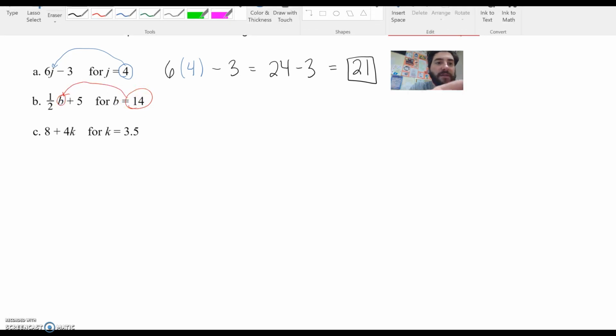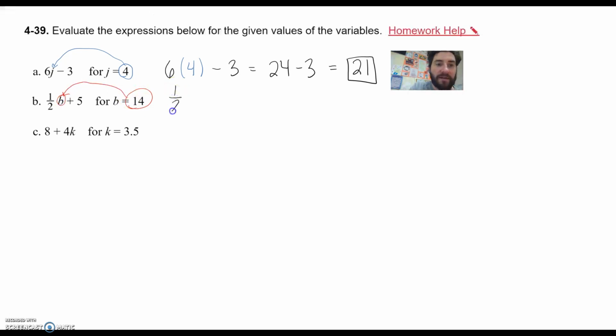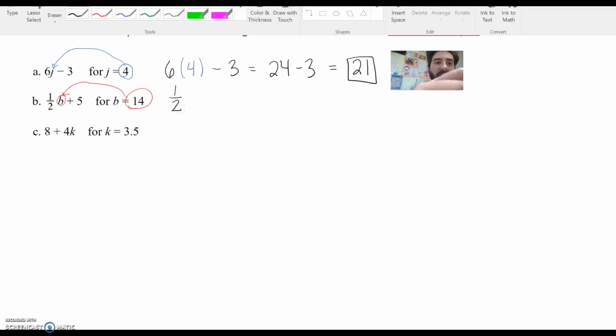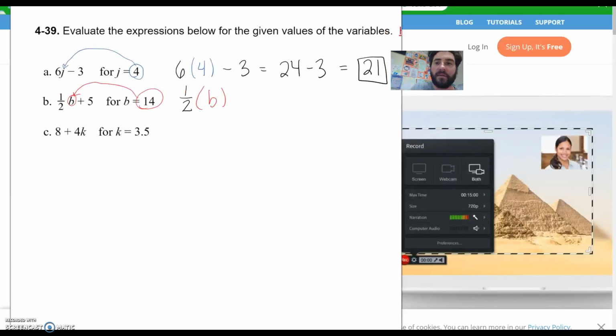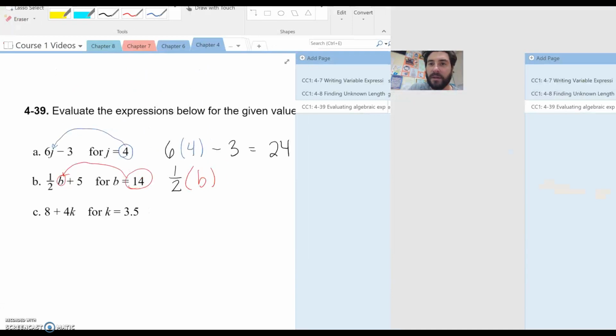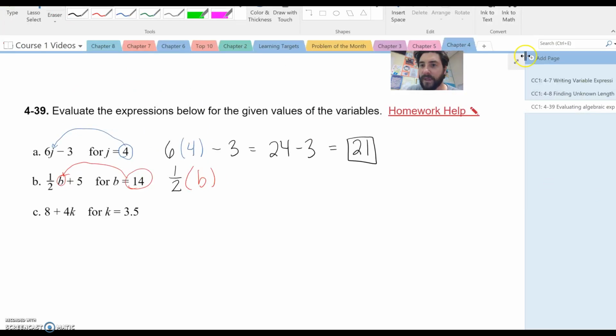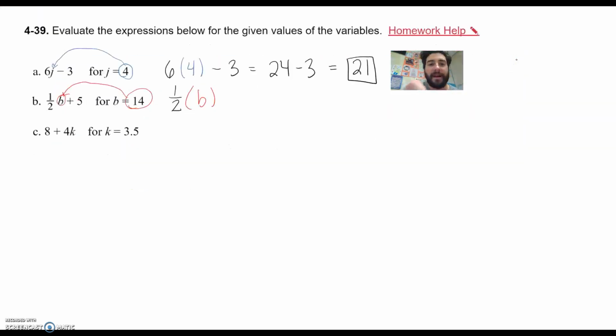So you rewrite your expression: 1/2 b, and when you get to b, you use your parentheses and you plug in b. So half b plus 5, and we know what b is. We know that b is 14.